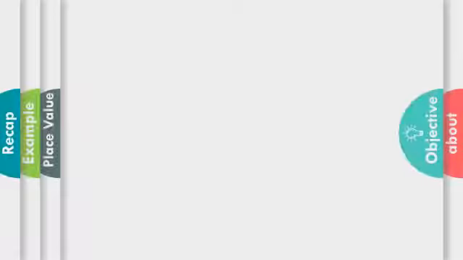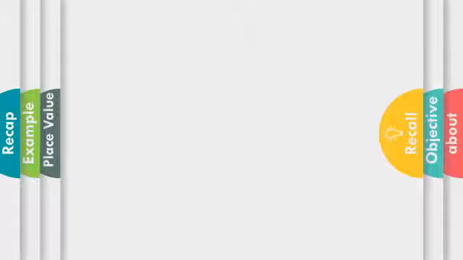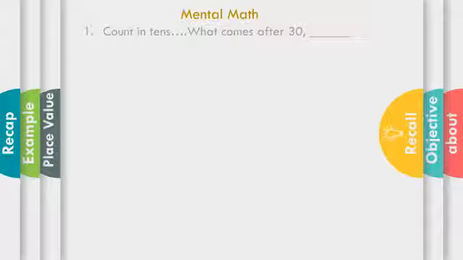Now let's start the mental math session, in which question number 1 is count in tens. What comes after 30? When we talk about after, it means that we have to add the number. It means that we have to add tens in 30. So when we add 10 in 30, the answer is 40.